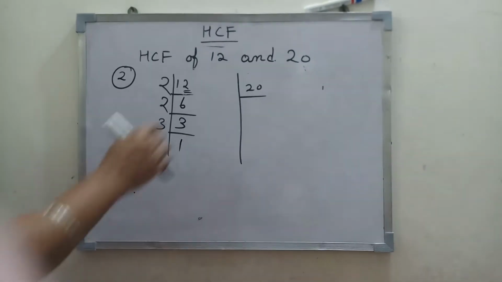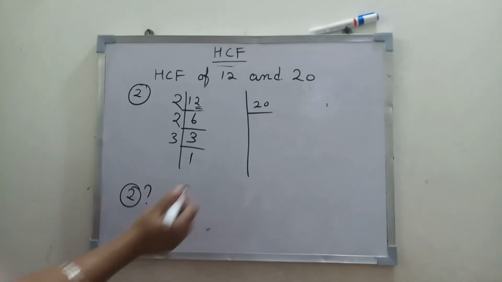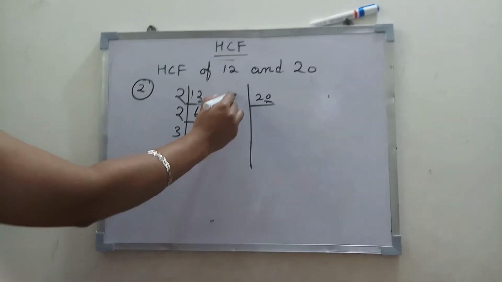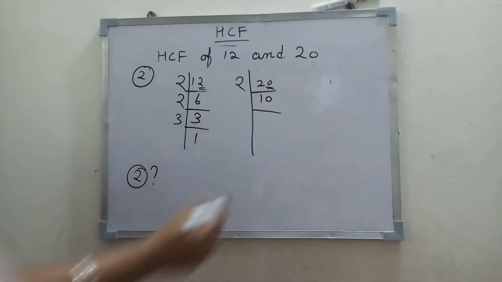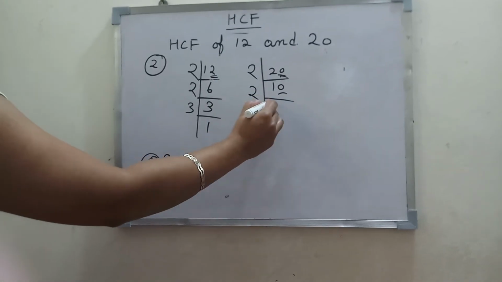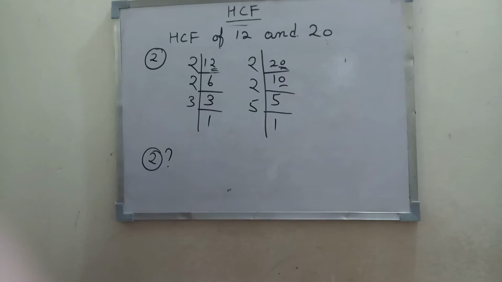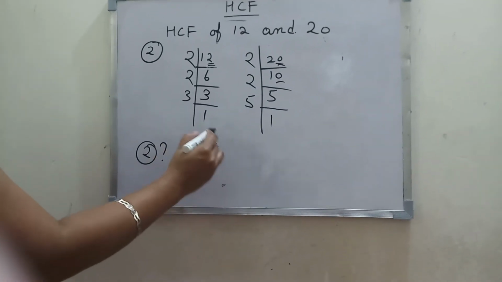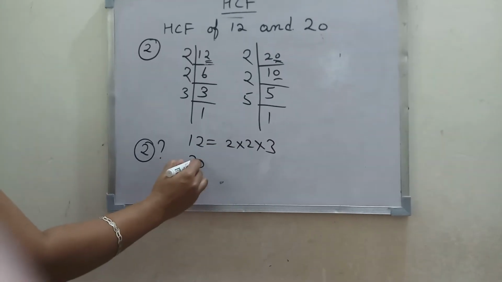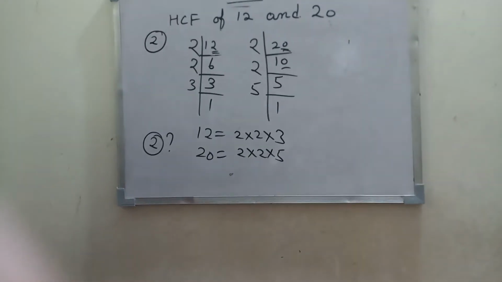Similarly, suppose you want to find the prime factorization of 20. In the same manner, it is ending with an even number, so it will come in the table of 2. 2 tens are 20. Again 10 is ending with 0, so it will come in the table of 2. 2 5s are 10, and 5 is a prime number, so 5 ones are 5. Now list all the prime factors of 12: 2 into 2 into 3. List all the prime factors of 20: 2 into 2 into 5.